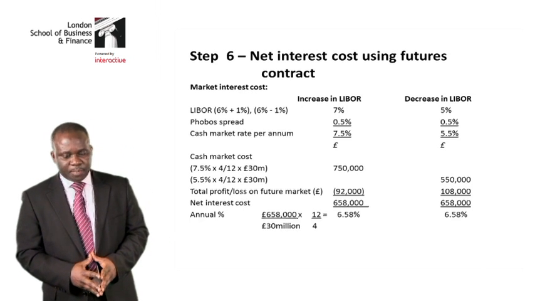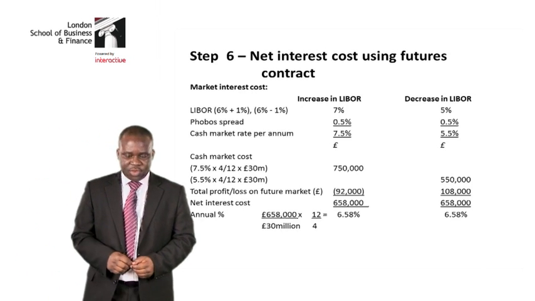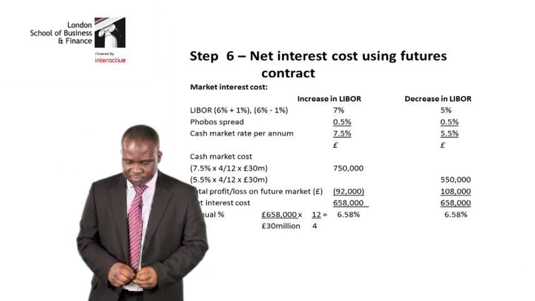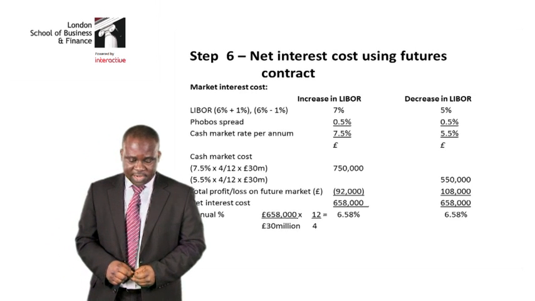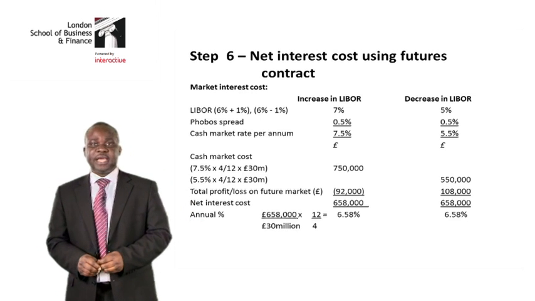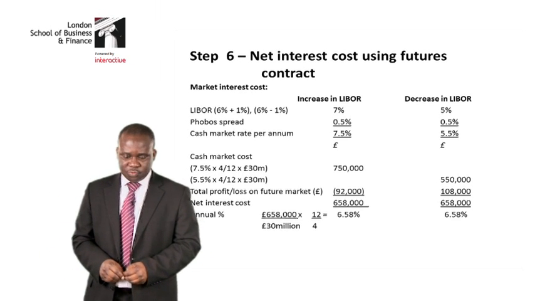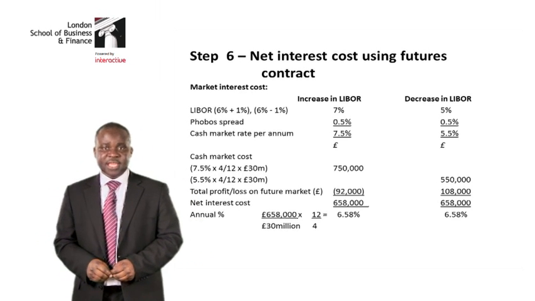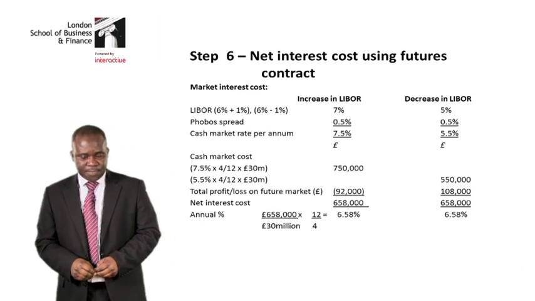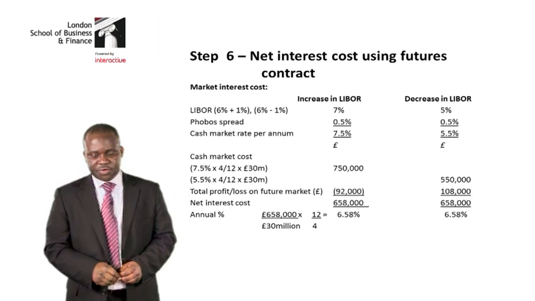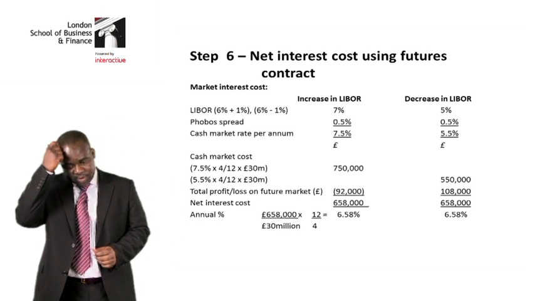So once we are borrowing for a period of 4 months, we need to express it over a 4 months period. So 7.5 times 4 by 12, or multiply by 30 if interest rate should increase by 100 basis points. Then 5.5 by 4 divided by 12 times 30 million if interest rate were supposed to decrease by 1%.